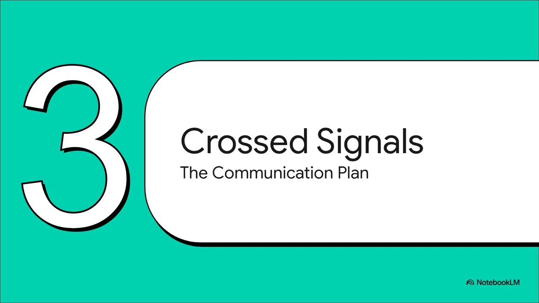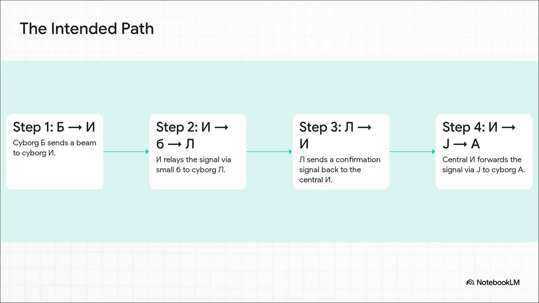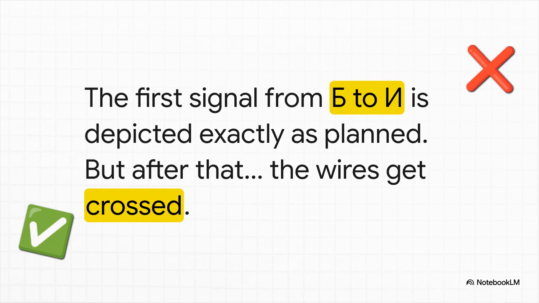But what about the action itself? The instructions laid out a very clear communication network of laser beams that was supposed to connect these robots in a very specific order. The plan was basically a 4-step relay race. Think of it like a game of telephone, but with lasers. The message was supposed to start with B, go through I to L, then L would confirm back to the central I, who would then pass the final message through J to A. Sounds simple, right?